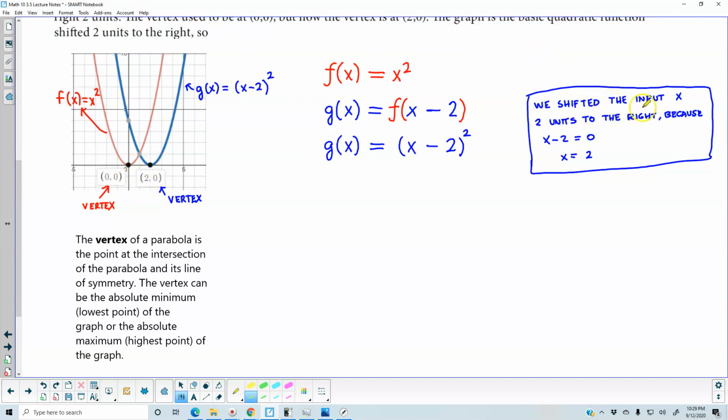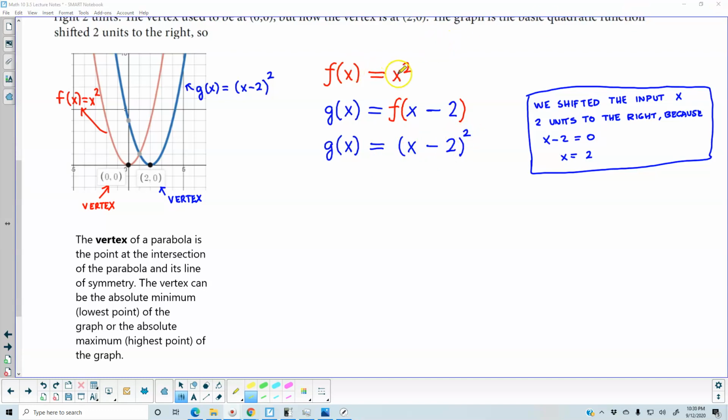We shifted the input x 2 units to the right, because x minus 2 equals 0, therefore x would equal plus 2. So g of x would equal f of x minus 2. So then we would say g of x is equal to the input minus 2 units, squared.